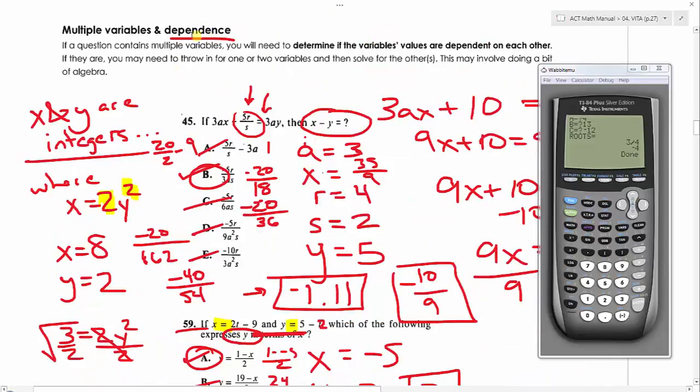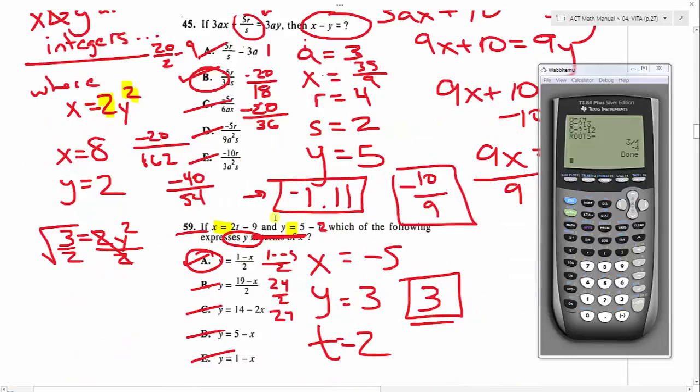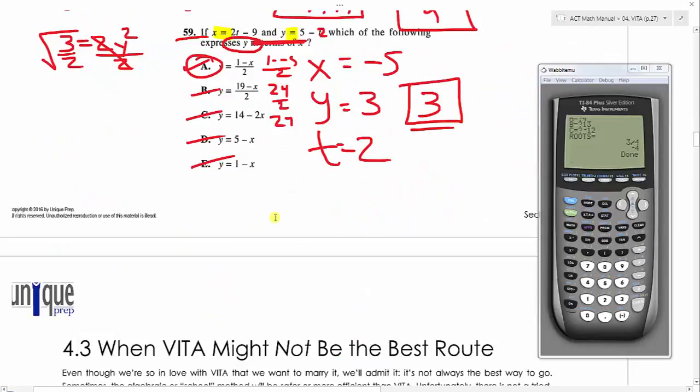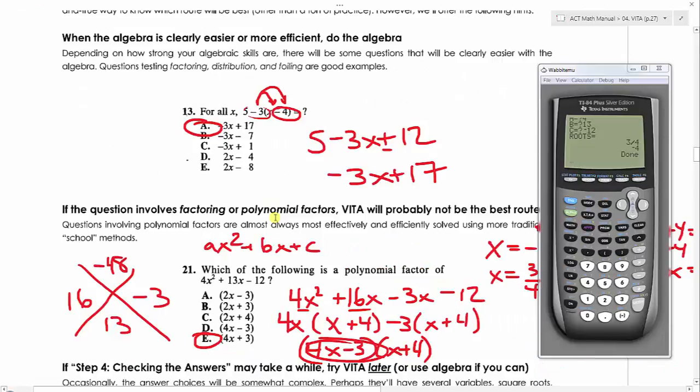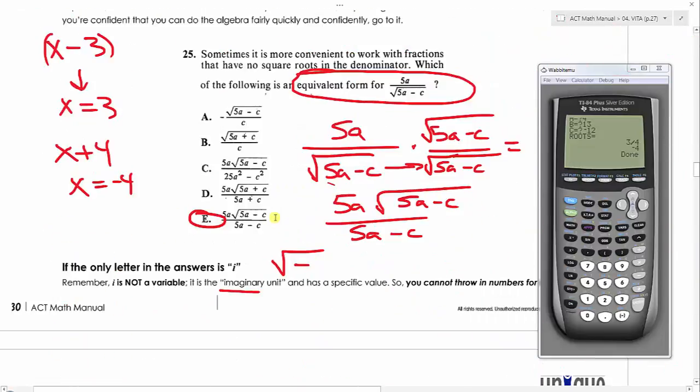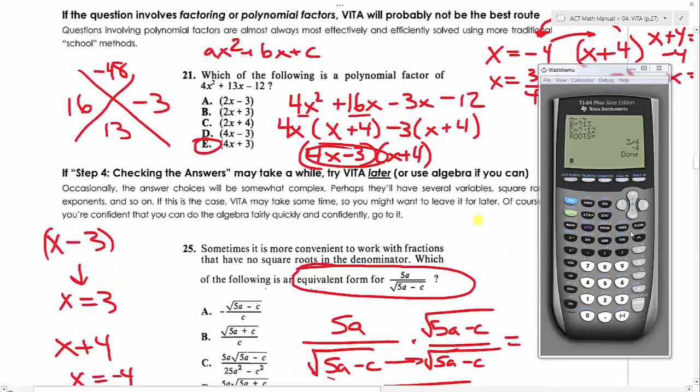We talked about dependence, the fact that in some VITA questions with multiple variables, the values of the variables will depend upon each other, and therefore you have to be a little bit careful about what you throw in. And then finally, the fact that there are going to be some questions where VITA is not your best route, but hopefully those cases will be few and far between, and you will be able to use VITA quite a bit to its full extent. That is VITA.